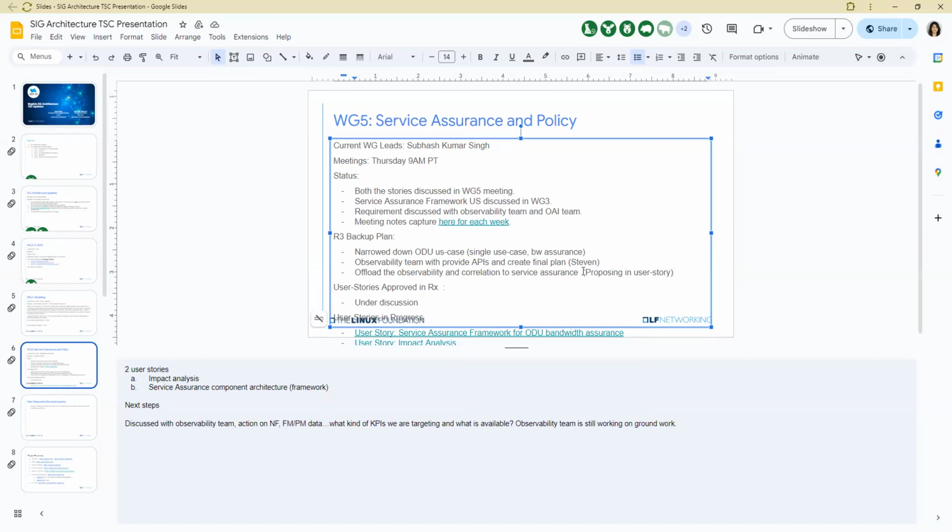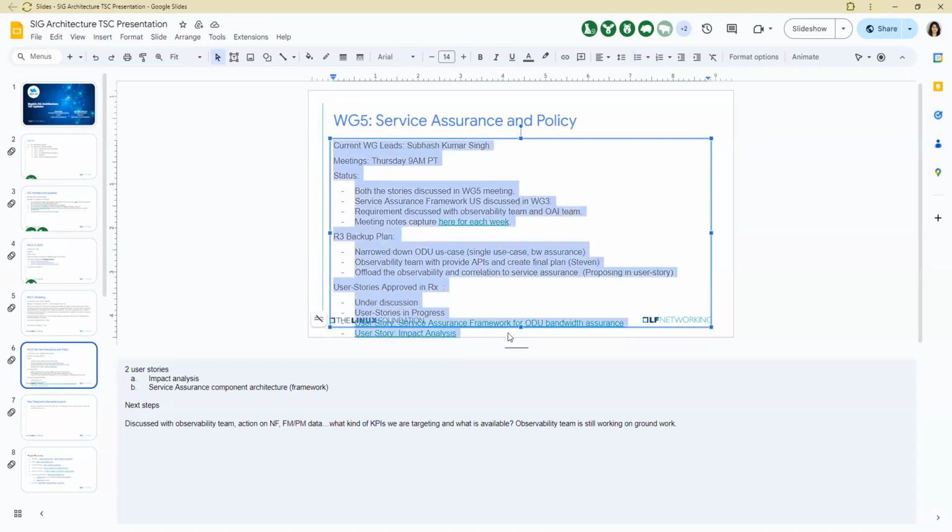Good. Okay, thank you. I hope it's clear, right? Yeah, to me it's clear. Anybody else? Questions? Yeah, I just had one question. Is observability part of the service assurance? Is it a sub-team under that, or is it a different working group? It's a different team actually under SIG 2. Under SIG 2. Okay.